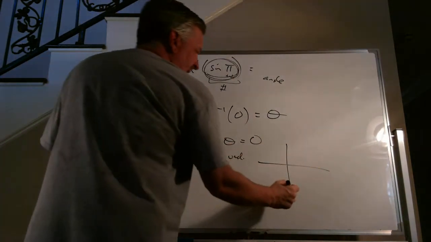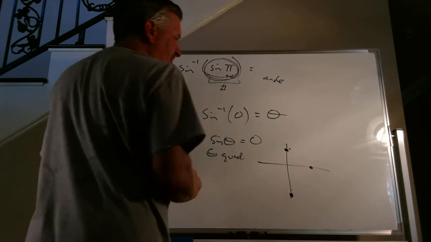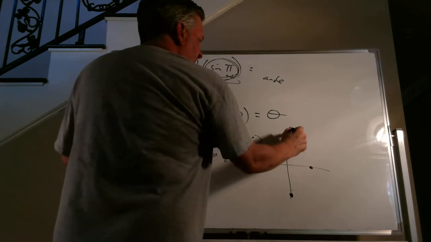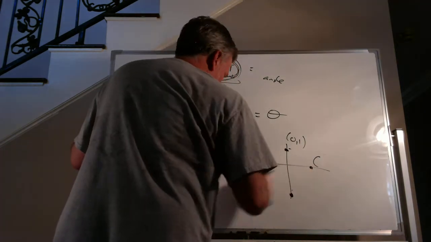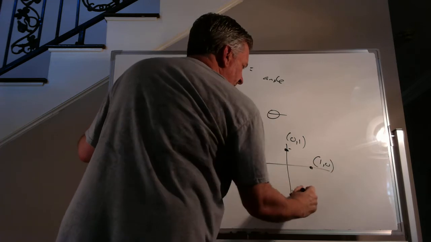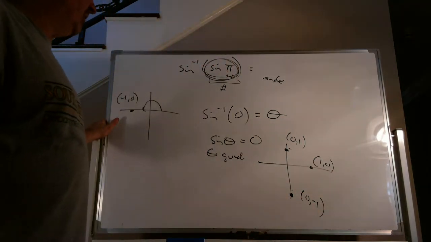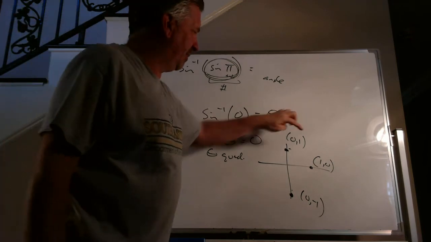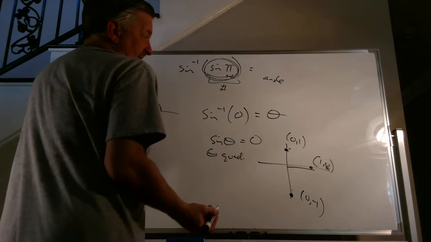Well, where does sine live? Sine is here and here, so we're either going to be here, or here. Sine inverse lives here. That's the point 0, 1. That's the point 1, 0. That's the point 0, minus 1. Again, I'm using quadrantals and the unit circle. Where is sine 0? Remember, sine's the second number. It's here. So that's the angle. I notice that's 0 radians.